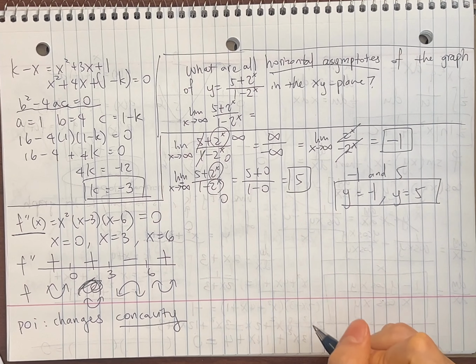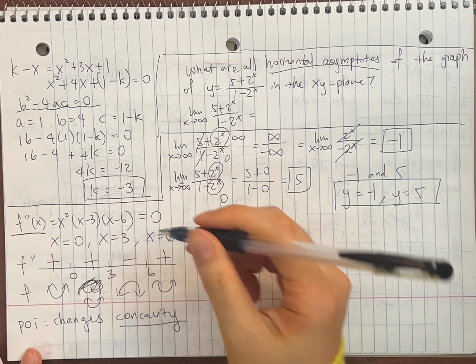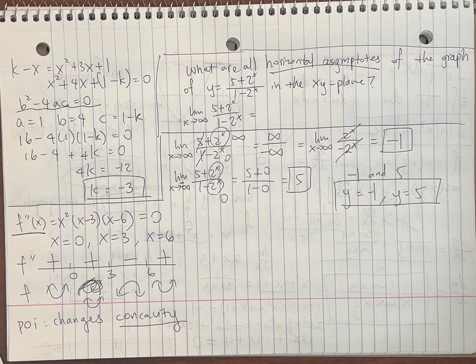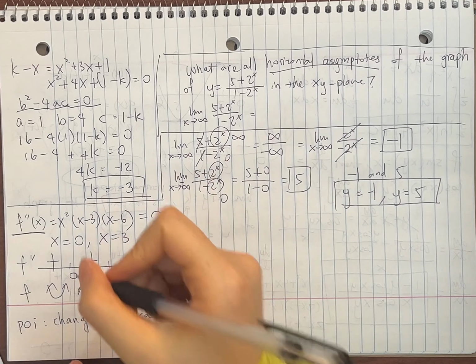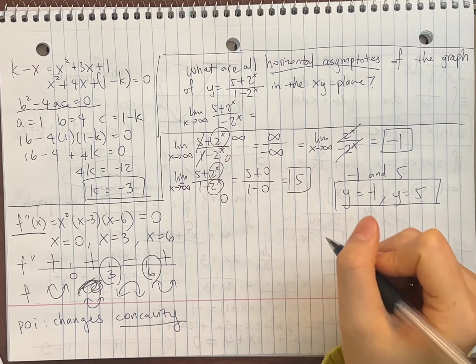This is really important. So we can see that from f, at which point does it change from concave up to concave down, or from concave down to concave up? Well, it will be 3 and 6, right?